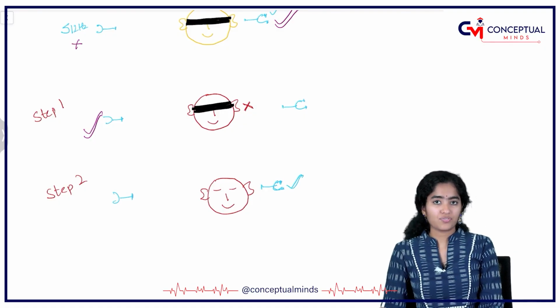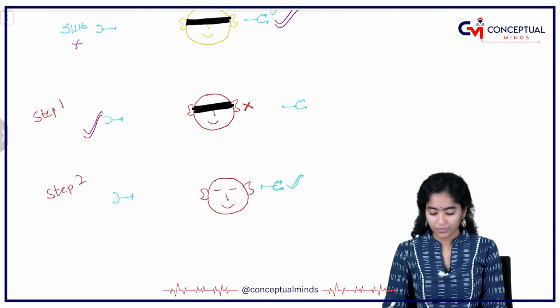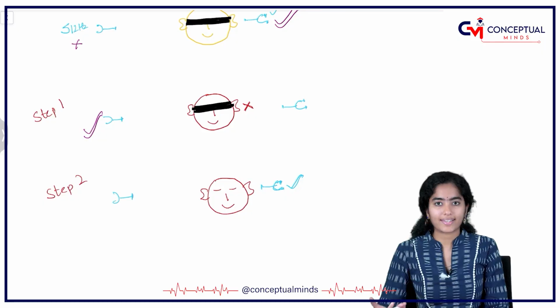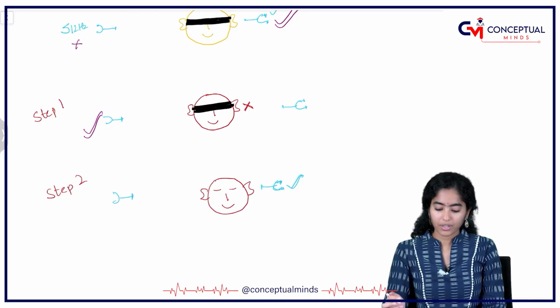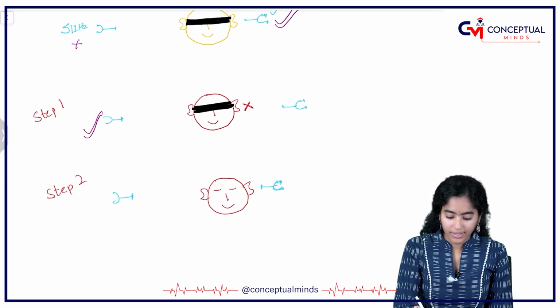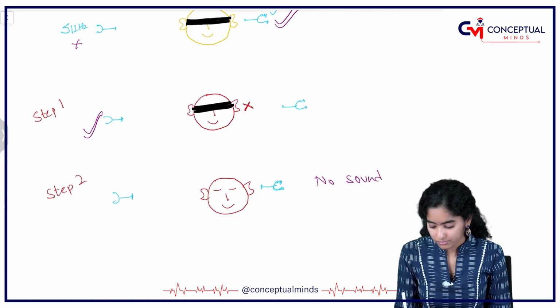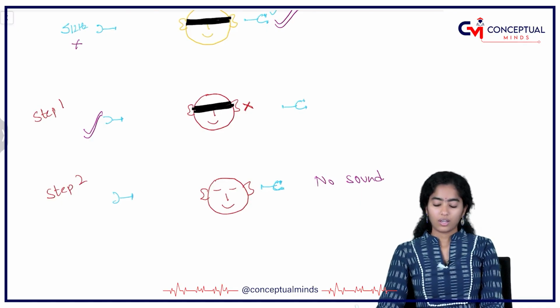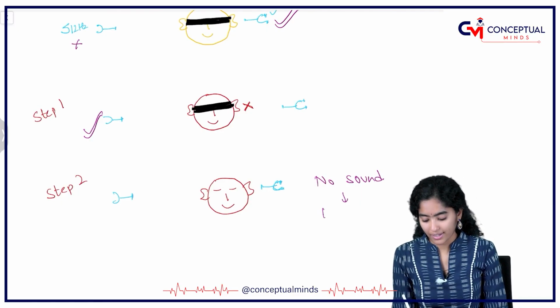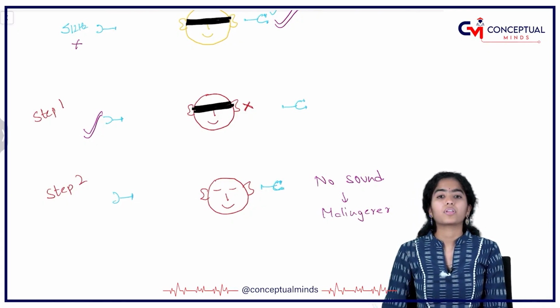Now in reality he should be able to hear only on this side, only on the right side. But the patient is feigning deafness on that side. So he cannot agree that he is hearing on this side. So he will say, I cannot hear anything at all. No sound. And you will understand it is a malingerer. How will you understand it is a malingerer?